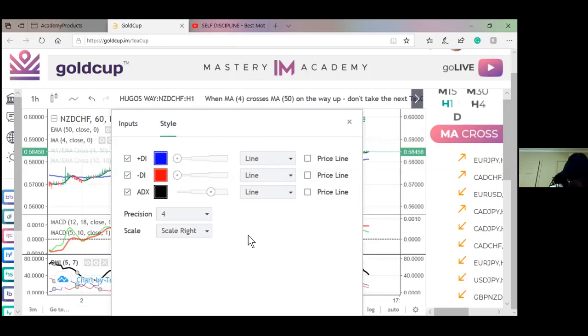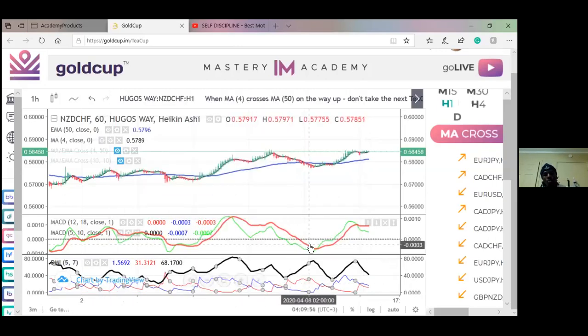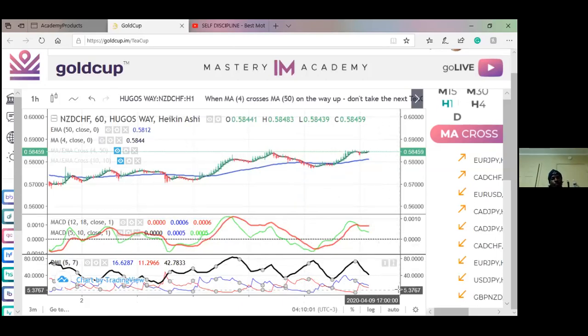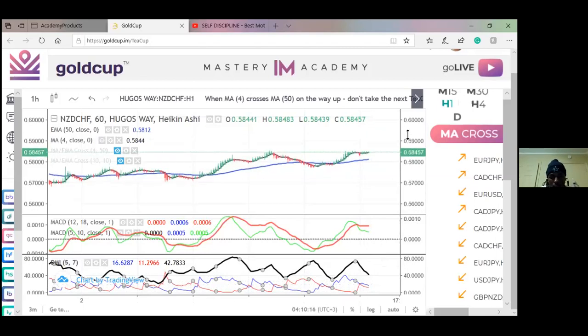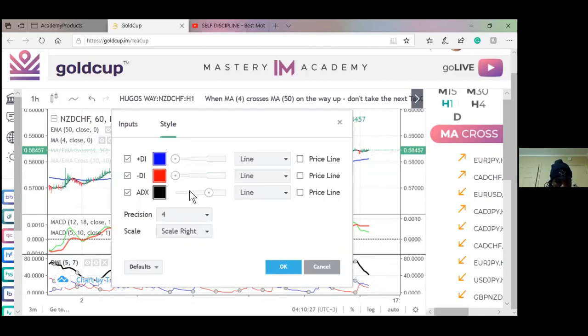And then that's it right there. So what this do, it shows who's in control, the buyers or the sellers. So if the blue is on top, that means the buy. If the red is on top, that means the sell. So that's how you set it up. That's how you set up your Mac sauce.